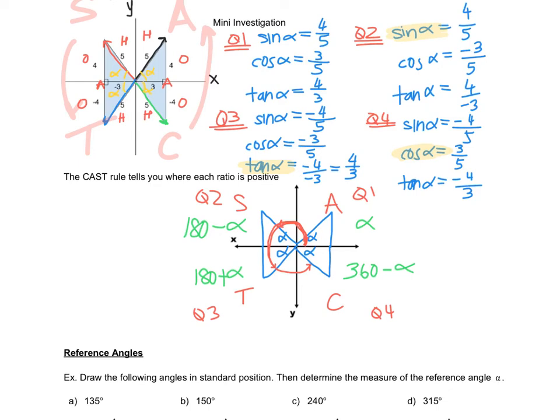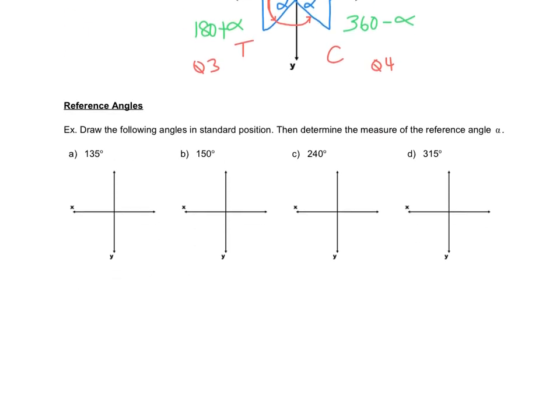Now these alpha that I drew inside each triangle, these are your reference angles. It's the related acute angle. So alpha for acute. Now let's practice figuring out the related acute angle. So I have 4 angles here. I want to draw them, and then I want to determine the reference angle or the related acute angle.